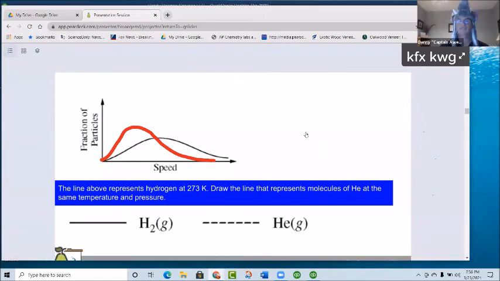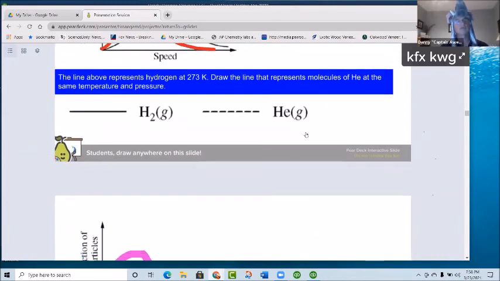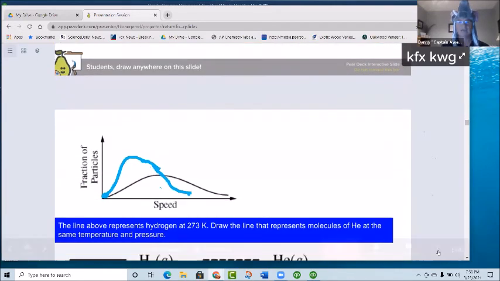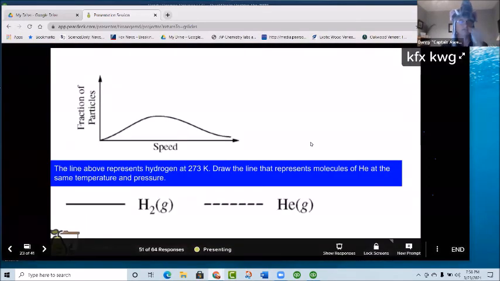And the reason for that is helium's heavier. Helium has a molar mass of 4 and hydrogen has a molar mass of 2. So it should go slower because the bigger molecule goes slower, right? So if you aced that, then that was great. Y'all drew some great lines.